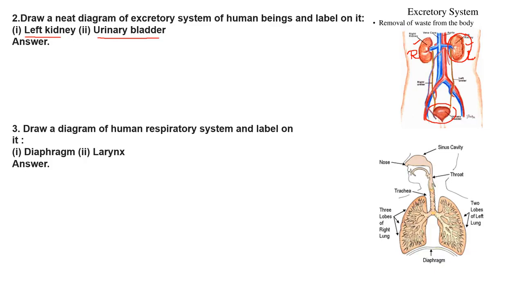Then draw a diagram of the human respiratory system and label on it the diaphragm and larynx. Okay, here they have shown you the diaphragm. Diaphragm is the structure which is dividing your body. The thoracic part is above, and below the diaphragm is the abdomen, right? And of course, this diaphragm plays a very important role for the intake of air and the exhalation of air, inhalation and exhalation of air.